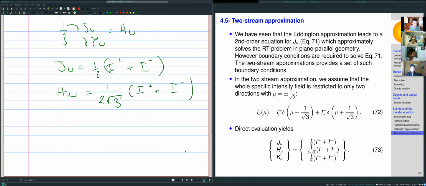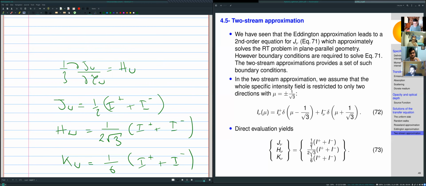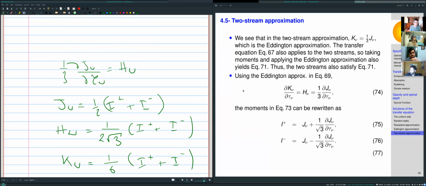and let me see, I have this one and I need one more. So do we need K nu? Maybe not. Oh yes, I need K nu. So I need this one. Okay, and then I have this equation here, and I have this other one. H nu will be 1 by 2 root 3 into (I plus minus I minus).